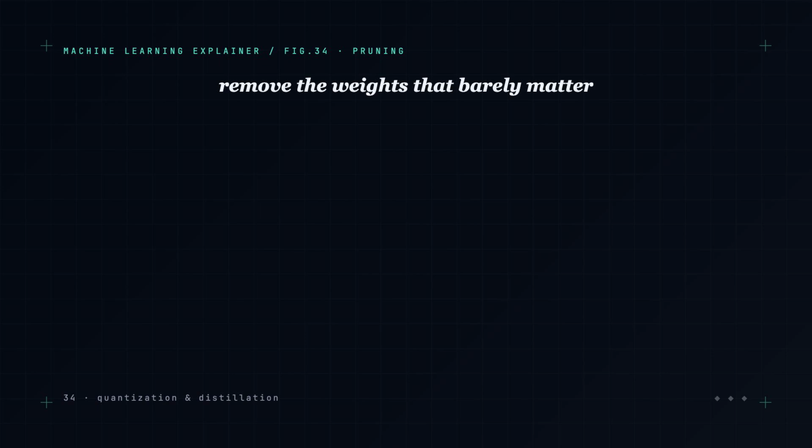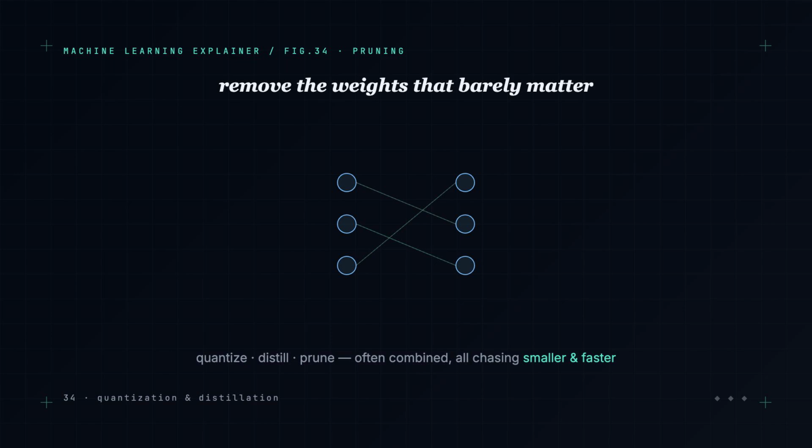Many weights in a trained network are nearly zero; they barely contribute. Pruning simply removes them, cutting the model size and compute with little loss in accuracy. Quantize, distill, prune, often combined, all chasing the same goal: smaller and faster for nearly free.